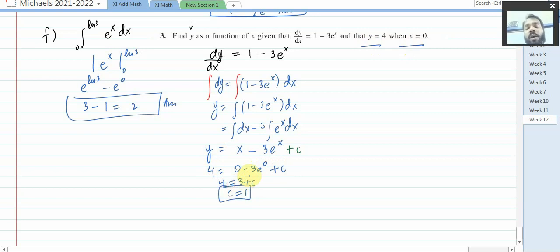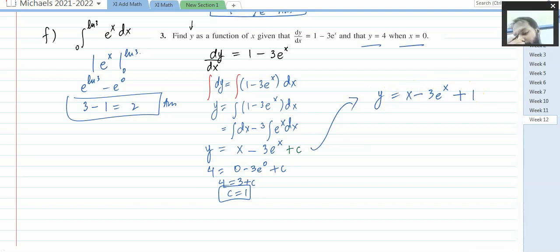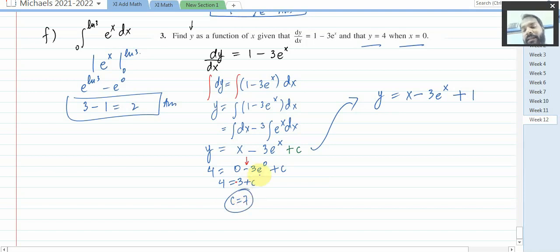When you have the value of c, in the same equation it will be y equals x minus 3 e to the power x plus, instead of c I will place the value, 1. Alright, but there's one mistake, and what is that? When I was solving it, the sign with the 3 is negative, so that is minus 3, and when you shift negative 3 to the left side, it's positive 3, and that gives 7. So it is 7, and that is your answer.